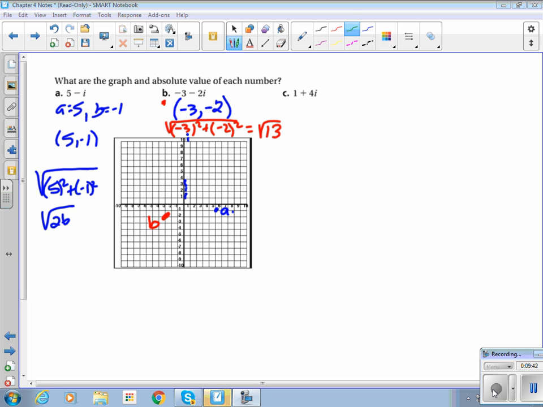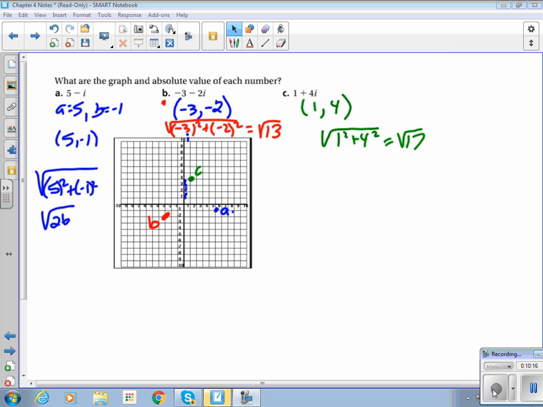All right, so let's do it green. So for 1 plus 4i, my a is 1 and my b is 4. So it goes over 1 up 4. That's c. And then the absolute value of that is 1 squared plus 4 squared. 1 squared is 1, 4 squared is 16, 1 plus 16 is 17. So I have the square root of 17.